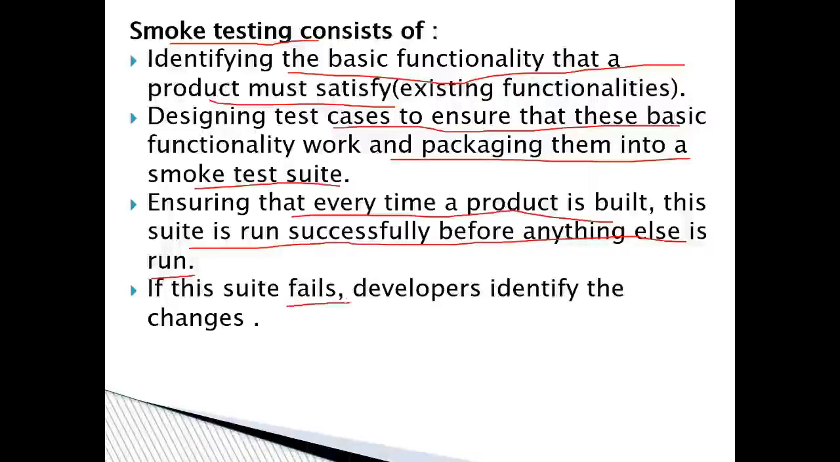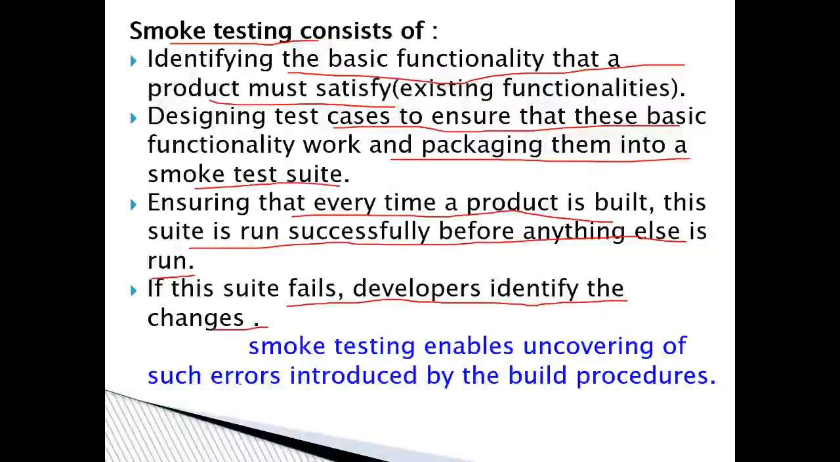If this suite fails, developers identify the changes. Smoke testing depends on uncovering such errors introduced by the build procedures. So after making the changes, when you run all these functionalities together, this test suite is like a build. When this build is run together, you'll understand after making changes whether all functionality is working or not. We'll see some of the criteria to select test cases for regression testing.